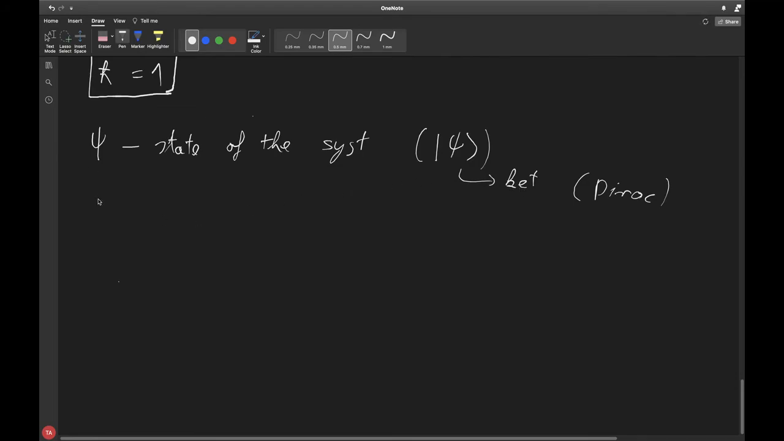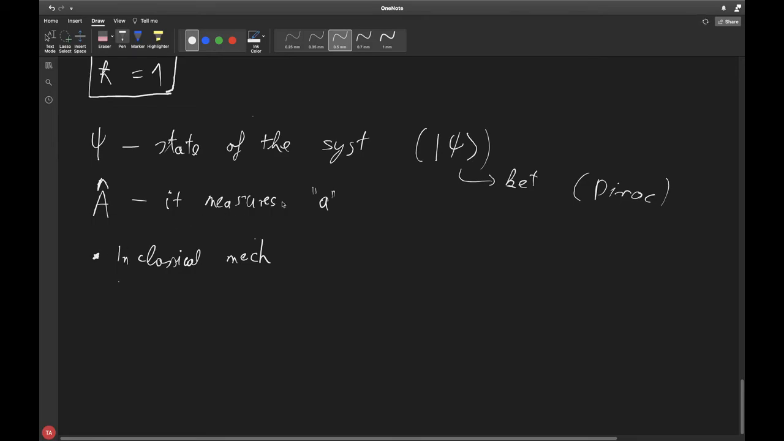And let's call the measurement an operator. So I'm going to denote operators with a hat. So A hat is an operator that does a measurement. So it measures the parameter a. So in classical mechanics, the state is characterized by the result of the measurement.